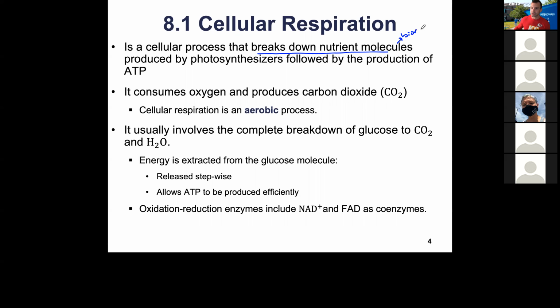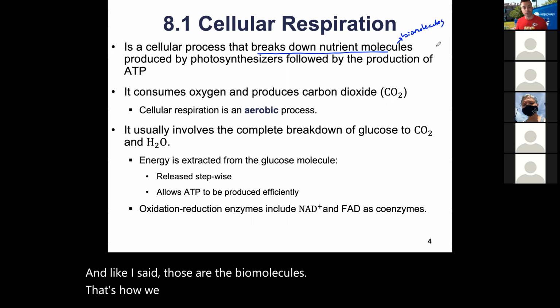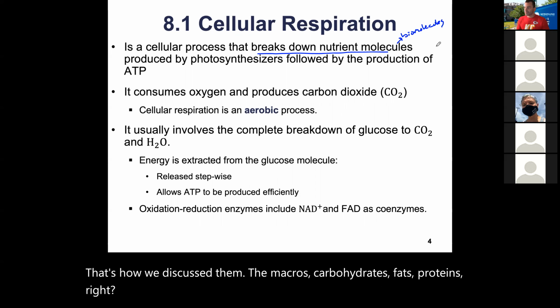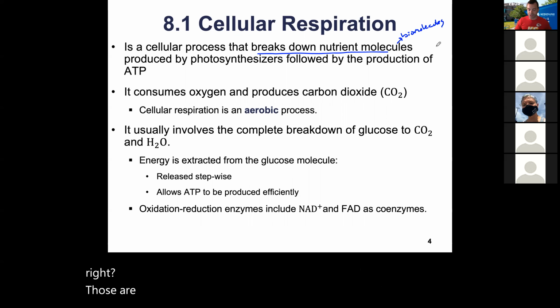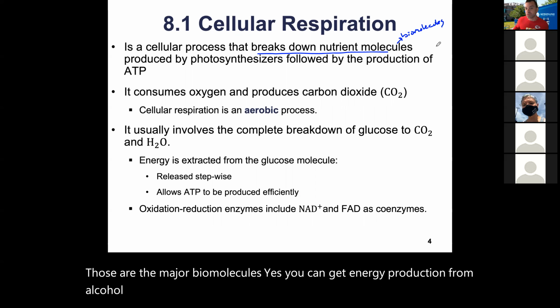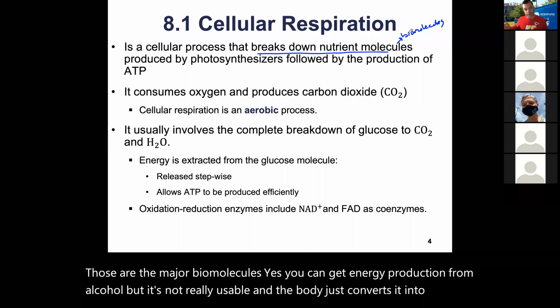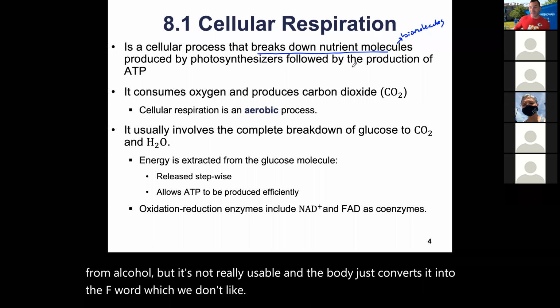Okay. And like I said, those are the biomolecules. That's how we discuss them. They're the macros: carbohydrates, fats, proteins, all right? Those are the major biomolecules. Yes, you can get energy production from alcohol, but it's not really usable. And the body just converts it into the F word, which we don't like. Fat.